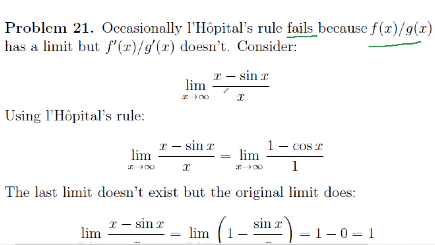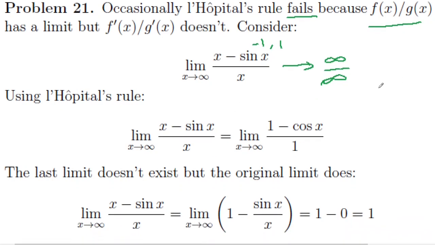And so here's an example of that. The limit as x goes to infinity of this fraction goes to infinity over infinity. That's because sine of x is stuck between -1 and 1, and if I subtract that number from an infinitely large number, I still get infinity. Now, because this is infinity over infinity, we can go ahead and apply L'Hopital's rule. Derivative of x is 1. Derivative of x is 1. Derivative of sine x is cosine x. And so we get this.